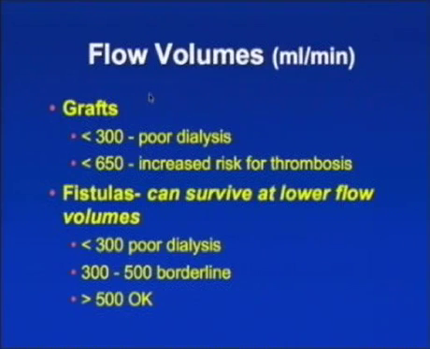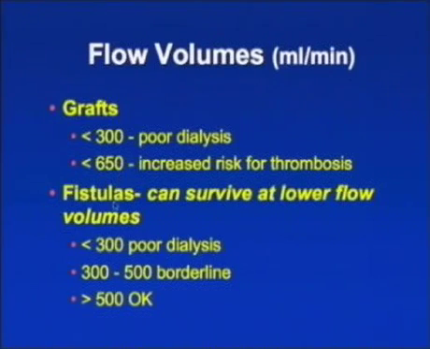There are some published guidelines in terms of flow volumes for grafts. A flow of 300 milliliters per minute or less usually results in very poor dialysis. There's a value that's been published saying that somewhere between 500 to 800 milliliters per minute is sort of marginal, and that there's an increased risk for graft thrombosis in that region. So I just compromised here and said less than 650 milliliters per minute, there's an increased risk. And of course, this varies quite a bit from patient to patient.